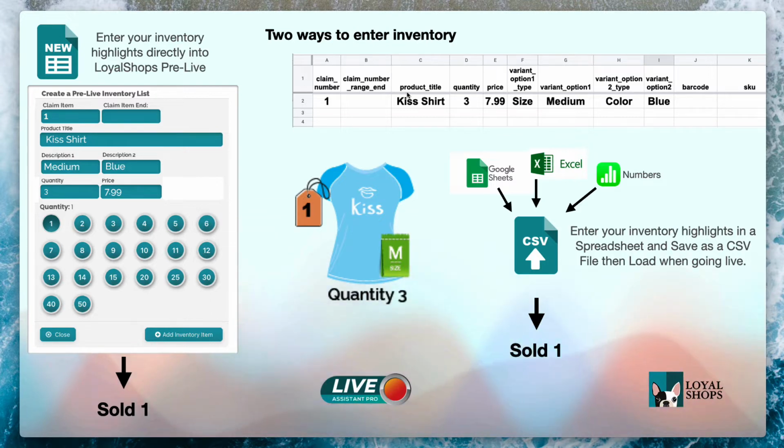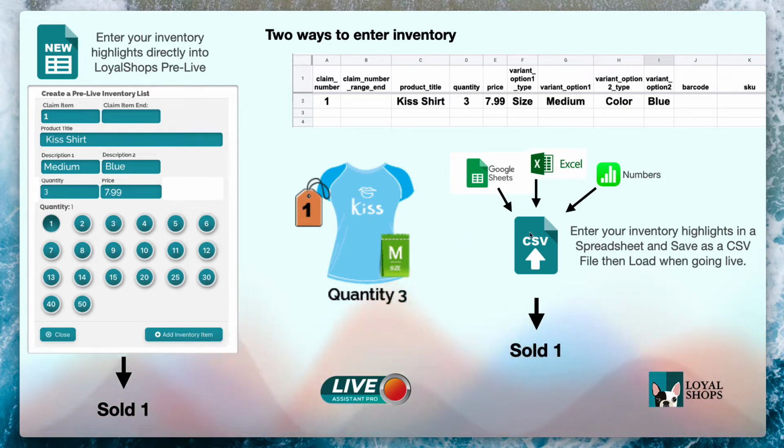Product title, Kiss shirt, quantity 3, price $7.99. And then here's the actual variant label of size, and it's a medium, and it's color, and it's blue. So if you did this one line and then you put that as a CSV file, we have an option for you to add that file right before you go live.